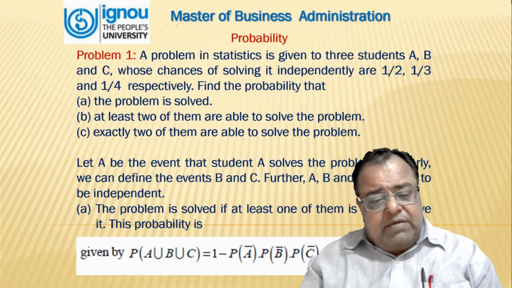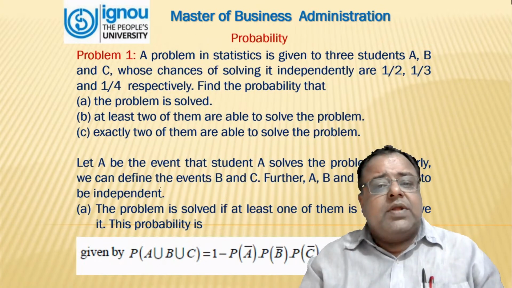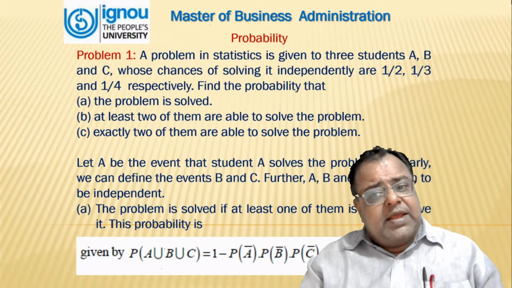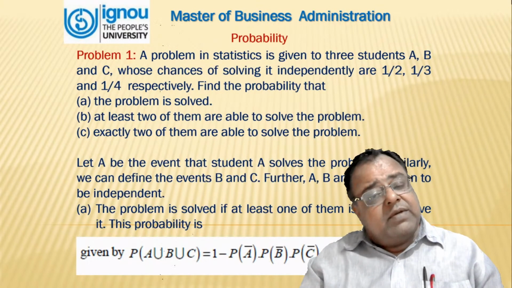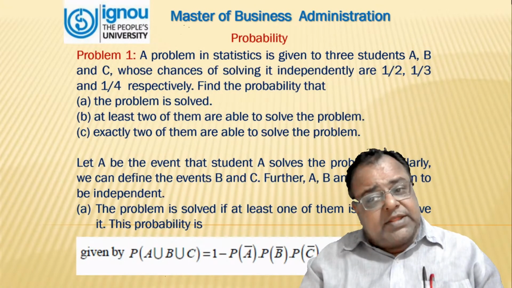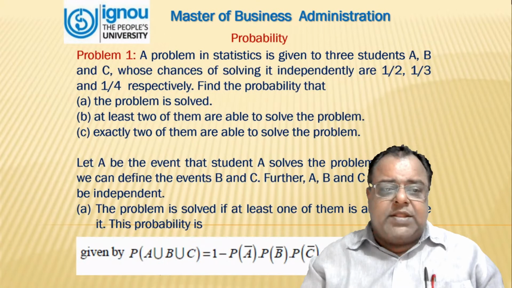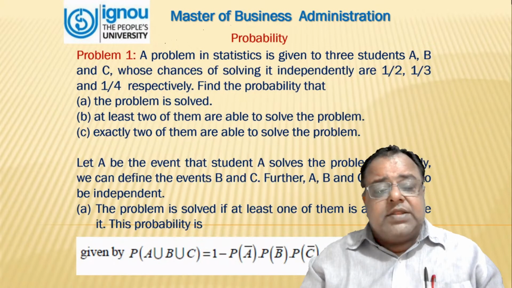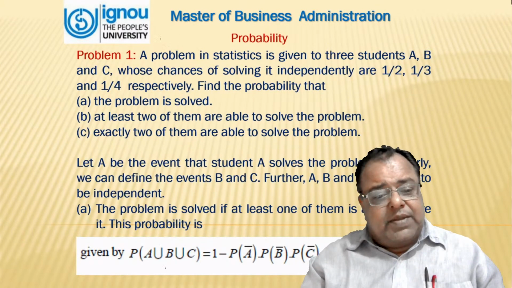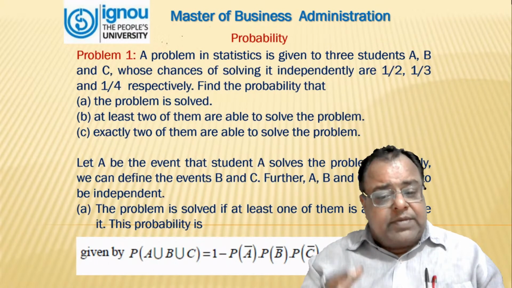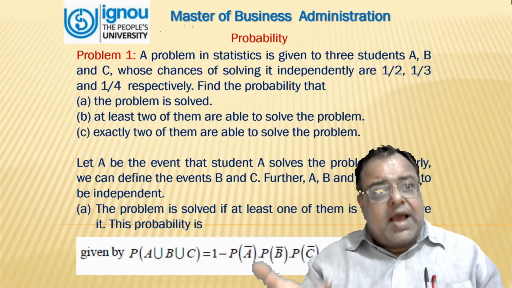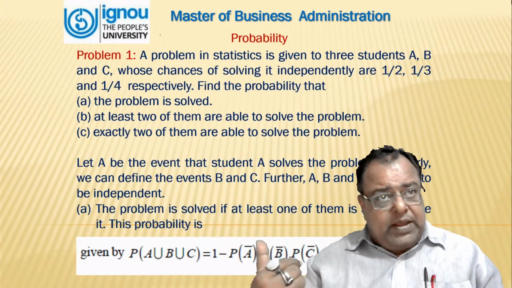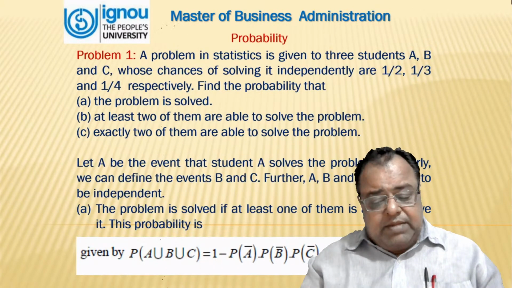What we will do? We will be subtracting the probability of not being solved by anyone. If PA is 1 by 2, then PA bar will be 1 by 2. If PB is 1 by 3, then PB bar will be 2 by 3. And if PC is 1 by 4, PC bar will be 3 by 4. If the problem is solved, it means it has been solved by at least one of the three. That will be 1 minus the product of P A not, B not, C not. We will get 3 by 4.